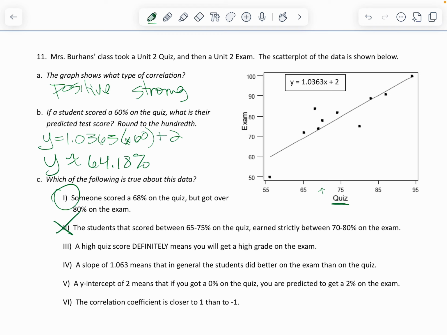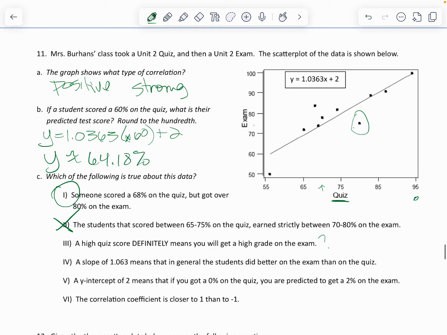A high score on the high quiz score, so those over here, definitely means you get a high score on the exam. Well, it depends what you think a high score is, because this person got an 80%, but then got lower than 80%. 85, but I'm going to question mark that one.